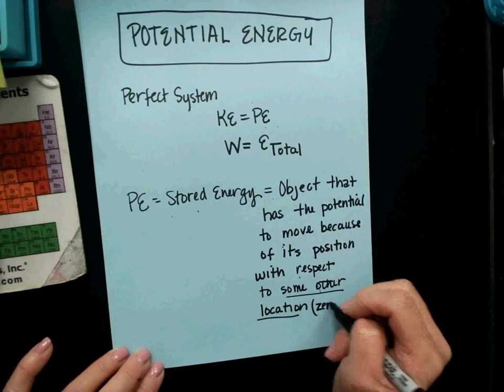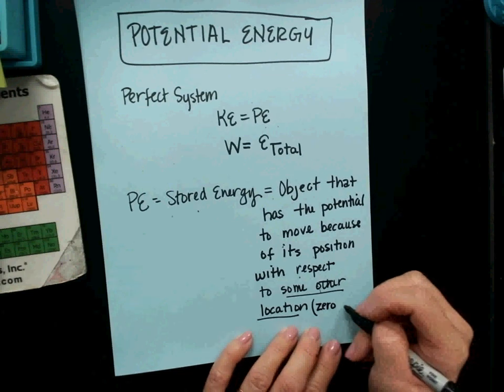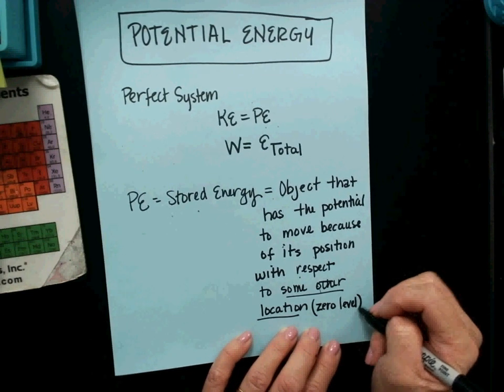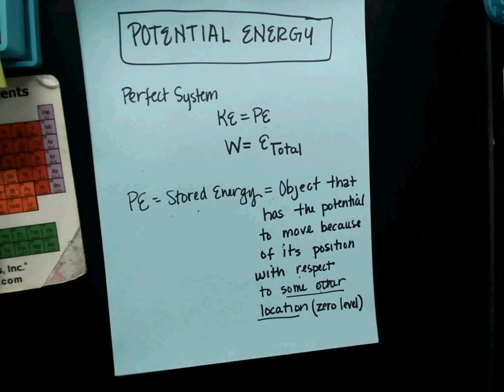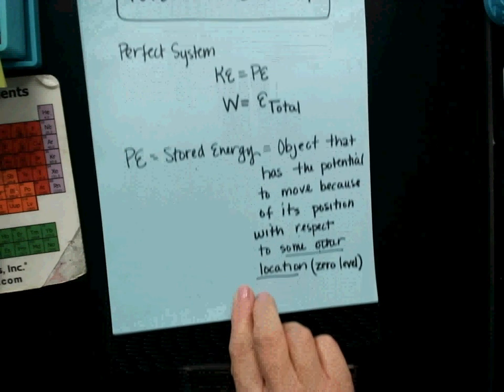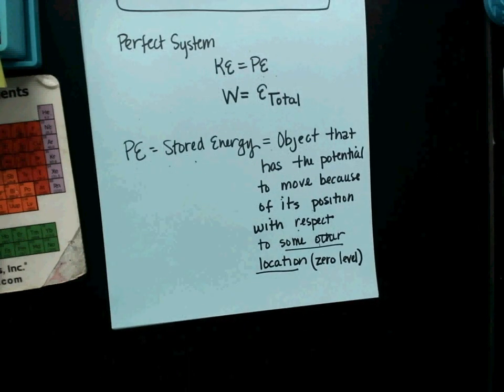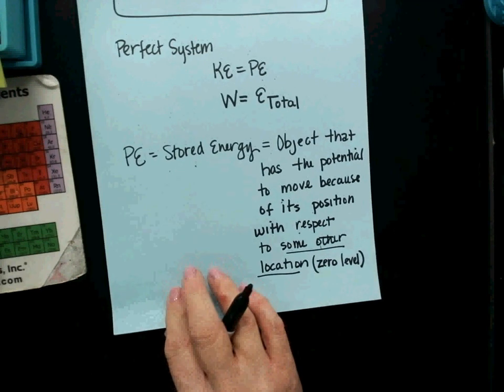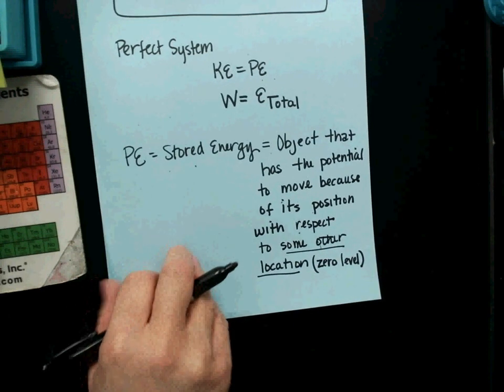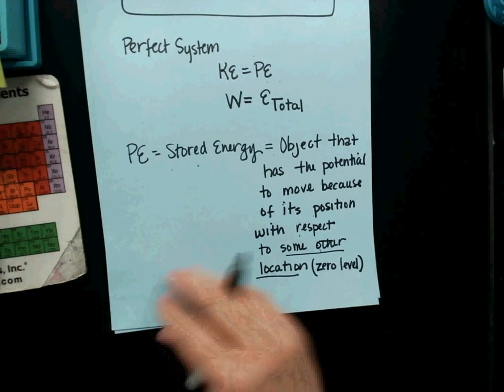This some other location can be lots of different things, but it's the 0 level, and we'll talk more about 0 level, but it becomes really important in these problems. When we're dealing with potential energy, we have to be comparing it to something, or it doesn't mean anything. It's useless information.